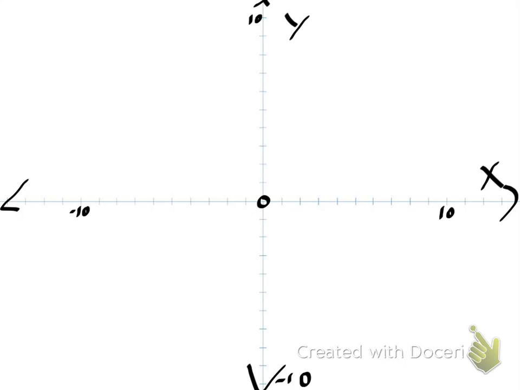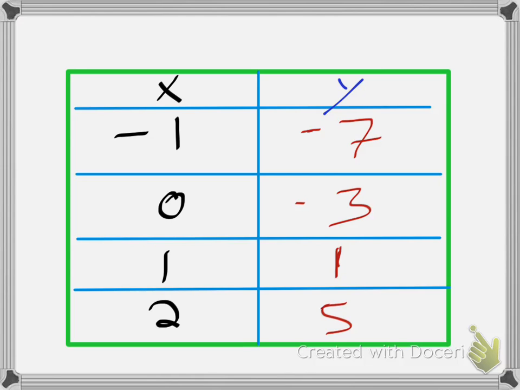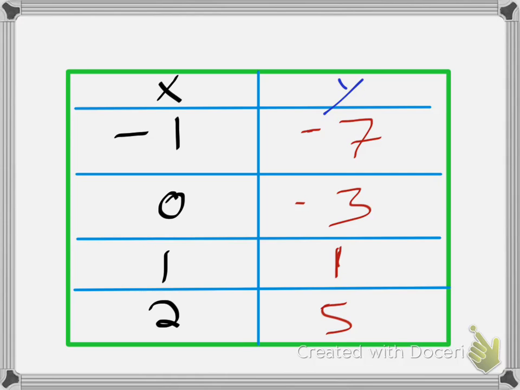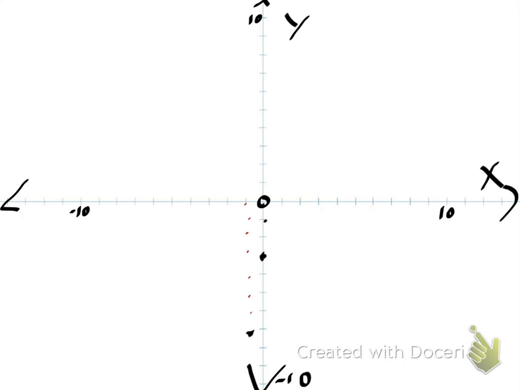-1, -7 would be -1, down 7. 1, 2, 3, 4, 5, 6, 7. So here's a dot. And then we have 0, -3. So 0 for x, -3 for y. Right here. 1, 1. And 2, 5.